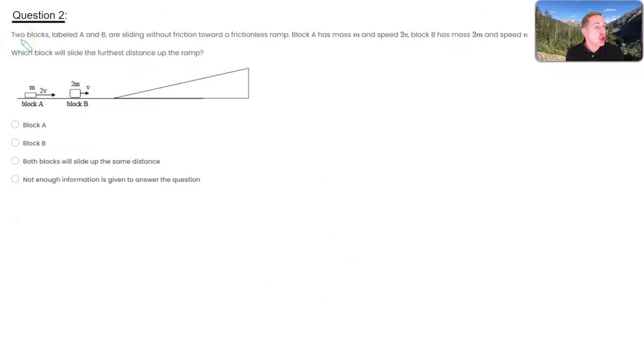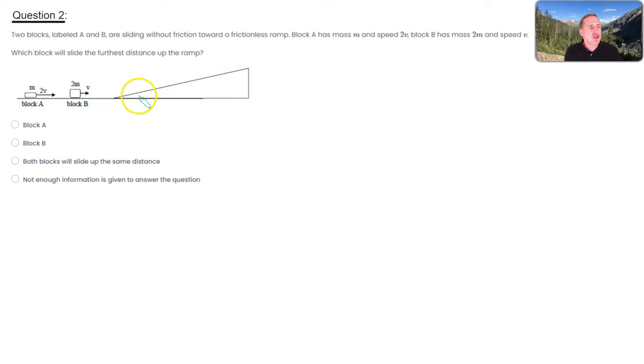Okay, question 2. Two blocks labeled A and B are sliding without friction toward a frictionless ramp. Block A has a mass of m, speed 2v. Block B has a mass 2m, speed v. Which block will slide the furthest distance up the ramp? Now, there's no mention that these two blocks are going to interact. So I'm going to assume no collision between these blocks. I mean, otherwise it'd be sort of obvious because block A would collide with block B, and block B would sort of like generally go higher just because it's further along.